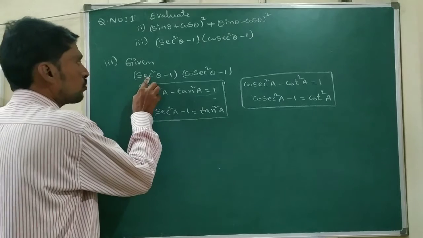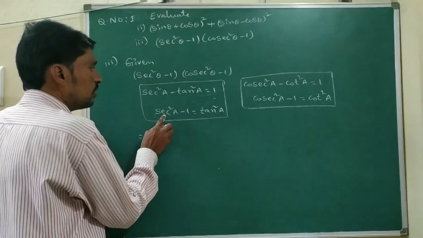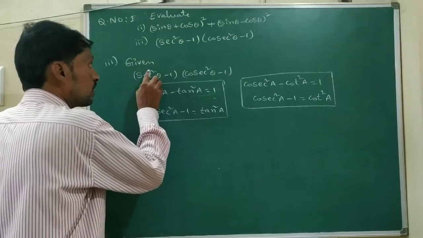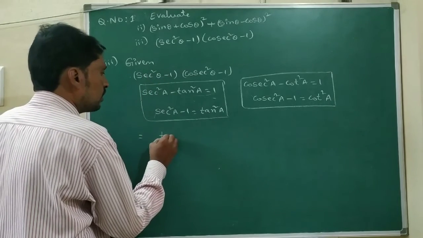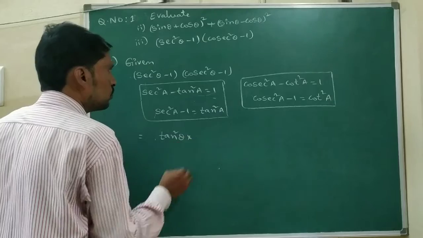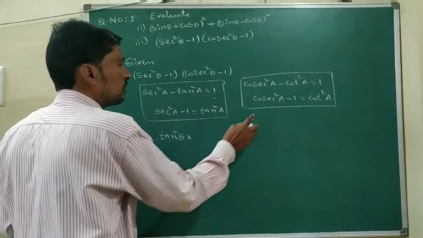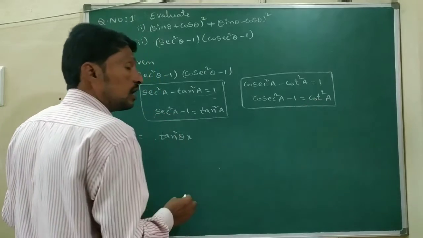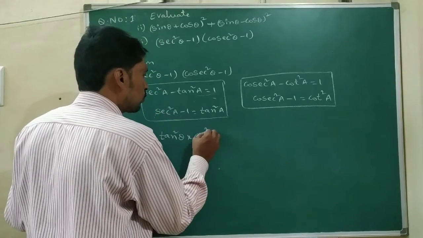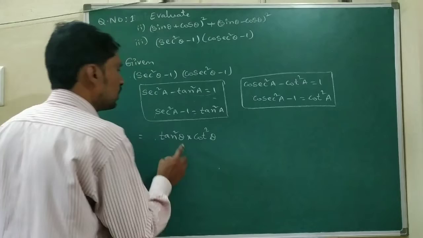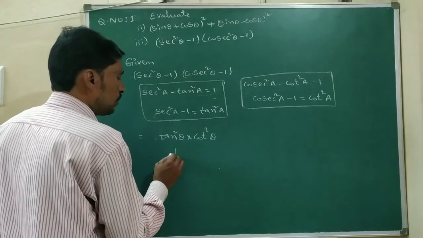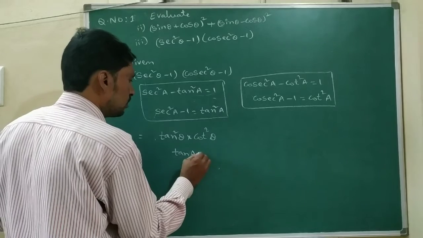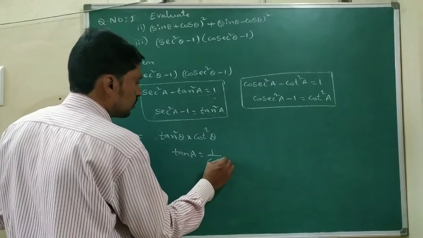Now sec square theta minus 1. Sec square A minus 1 value we are getting tan square A. Means instead of sec square theta minus 1 we can write tan square theta, into cosec square theta minus 1. It is of the form cosec square A minus 1, means we can write cot square theta. Now already we know the formula, multiplicative inverse. So tan A equals 1 by cot A. This is the formula.